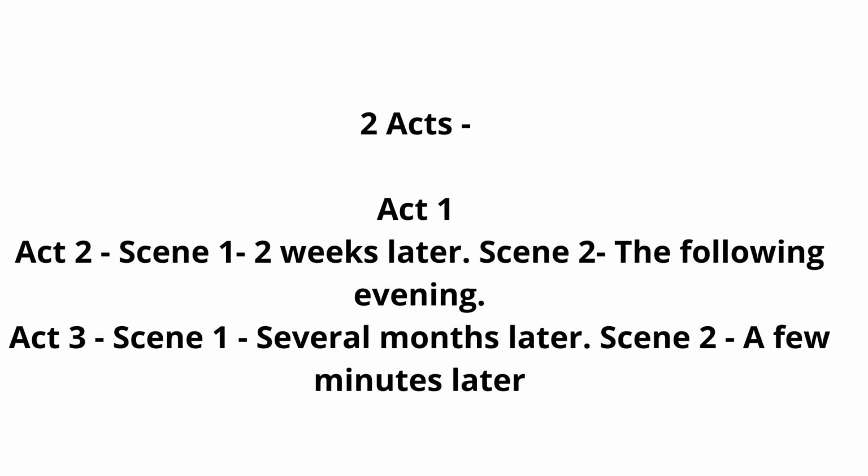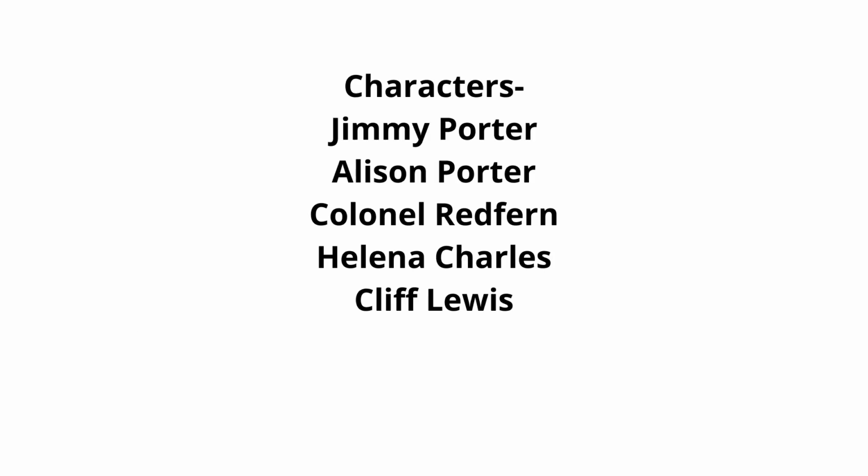So, the few characters are Jimmy Porter, his wife Ellison Porter, then Colonel Redfern, who is the father of Ellison. Then we have Helena, a friend of Ellison and Jimmy. And then we have Cliff Lewis, who is a friend of Jimmy. So these are the 5 characters, and then we get to see how the story unfolds ahead, and we get to see a very interesting drama.